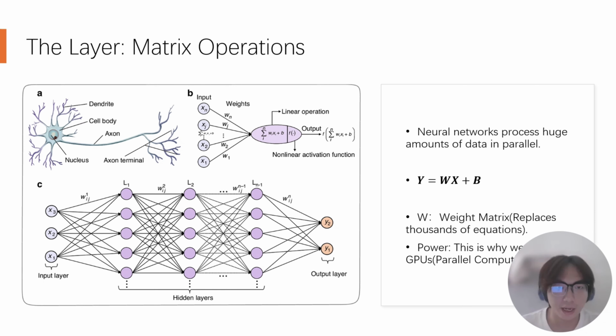X is a matrix containing a bunch of input data. By converting the problem into a matrix format, we can process huge amounts of data in parallel. This is exactly why we use GPUs, graphics processing units, for AI. GPUs are hardware specifically designed to solve these massive linear systems efficiently. Without matrix algebra, modern AI training would take centuries instead of days.